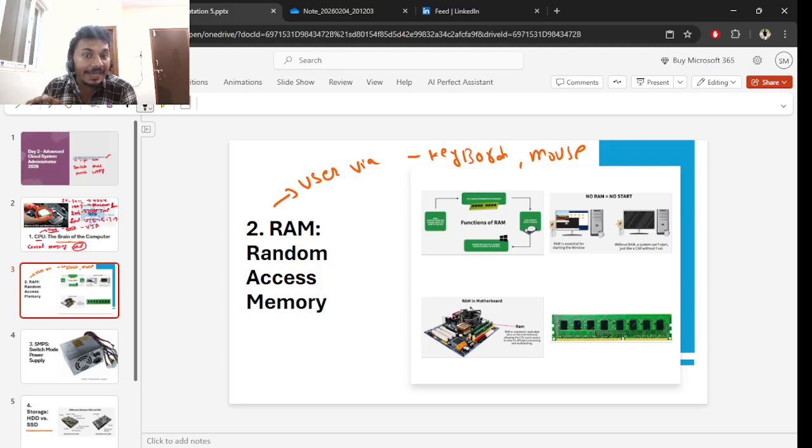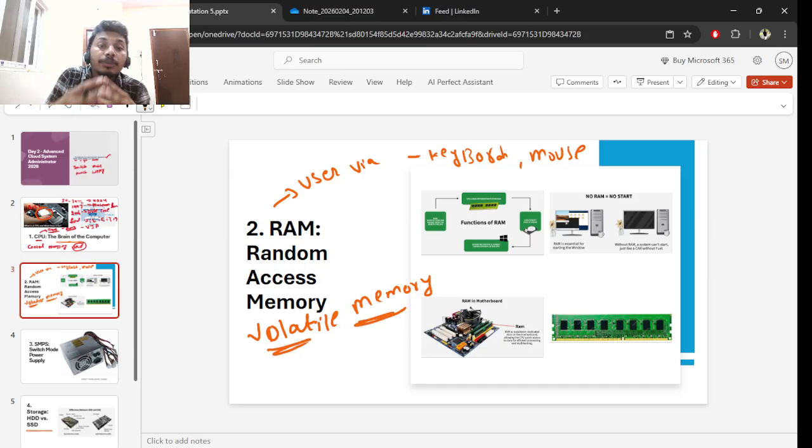RAM is the volatile memory. What is volatile memory? RAM is known as volatile memory because it erases all data as soon as the system is turned off. It only holds the information temporarily, while the CPU is processing the task.